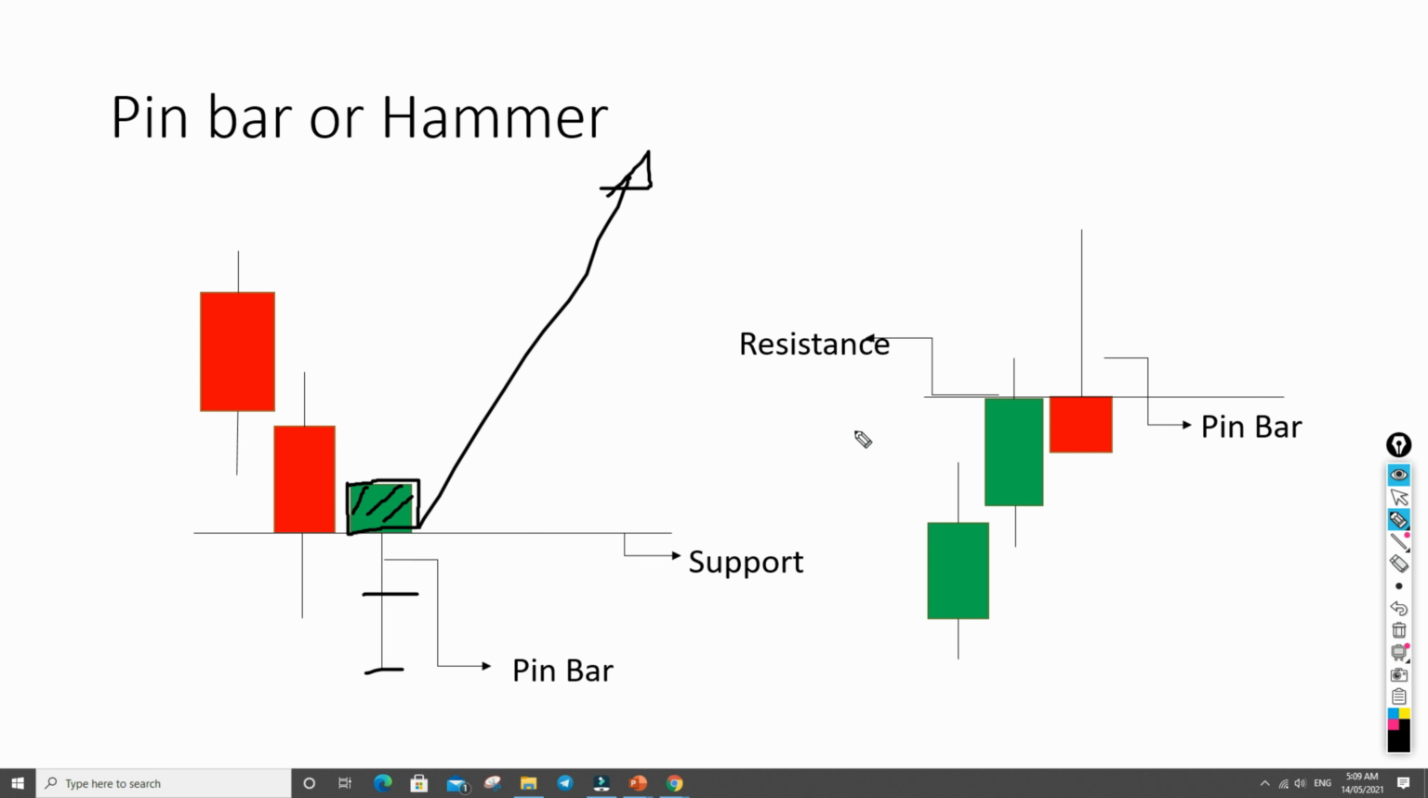The same pattern, just the other way around. So when this happens, there is a buyer, and the buyers put the price at a new high. Then the sellers came, strongly rejected from the zone and pushed the price back below the resistance. So this is a strong selling momentum, creating this pin bar or hammer pattern. This is another pattern that we can trade. You will learn more examples at the end of this course. So let's move on to the next one.